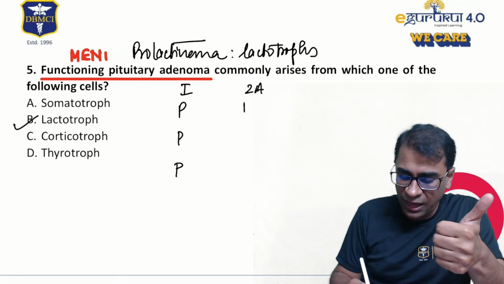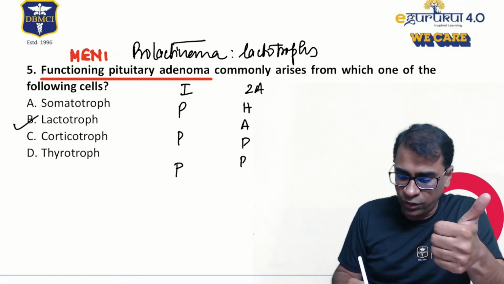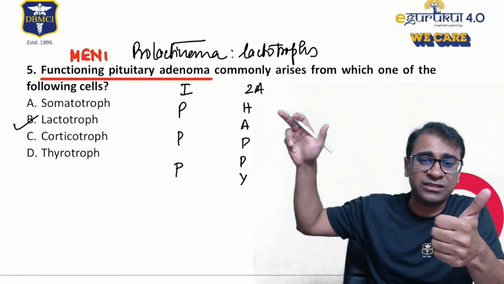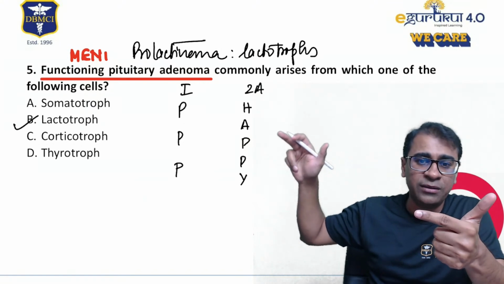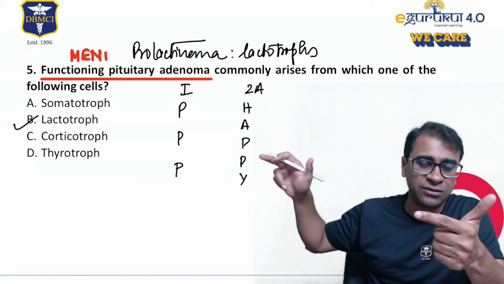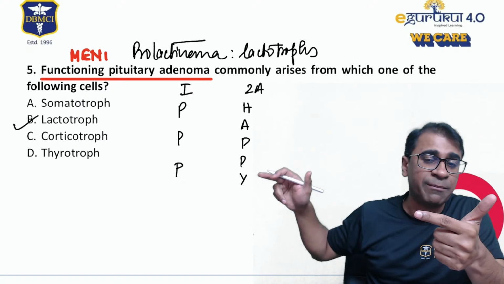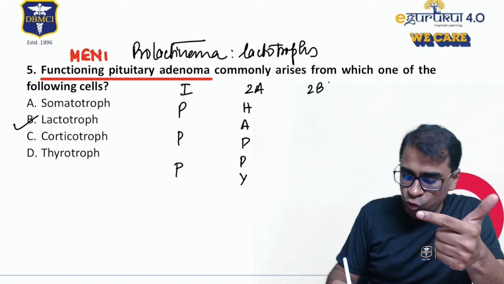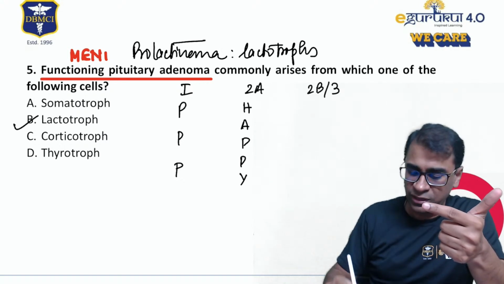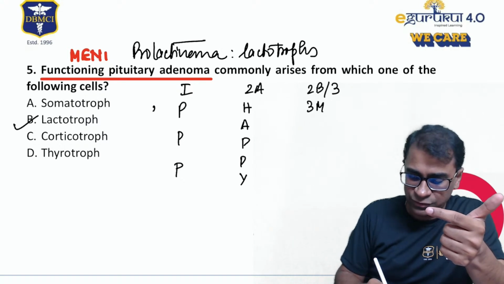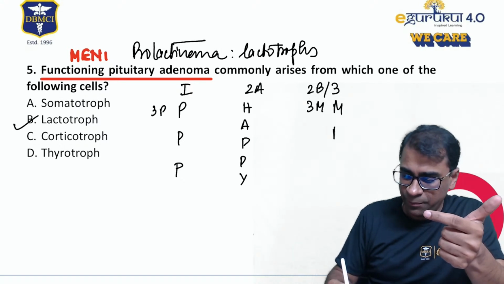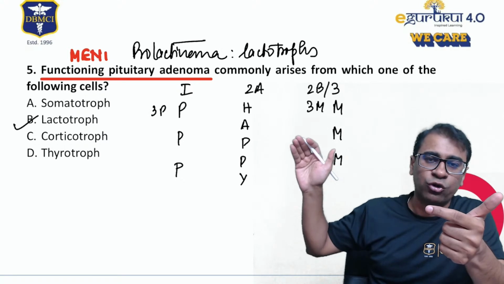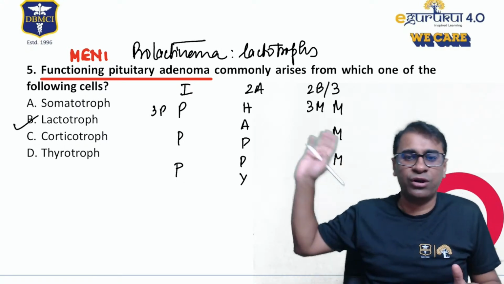MEN 2A, I always talk about the mnemonic of HAPPY. What is HAPPY? H is Hirschsprung, A is amyloid, P is the parathyroid, next P is pheochromocytoma, and Y is the medullary thyroid carcinoma. MEN 2B, nowadays also called MEN 3, has a mnemonic of 3M. This one is 3P, this is 3M: medullary carcinoma thyroid, mucosal neuromas, and Marfanoid habitus is the mnemonic for MEN 2B or MEN 3.